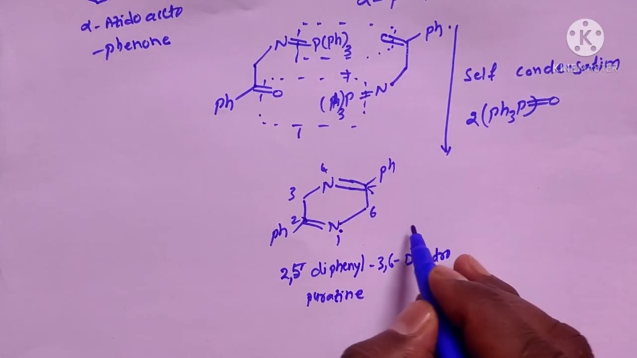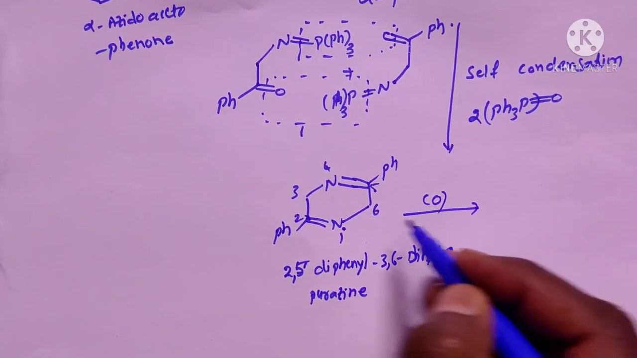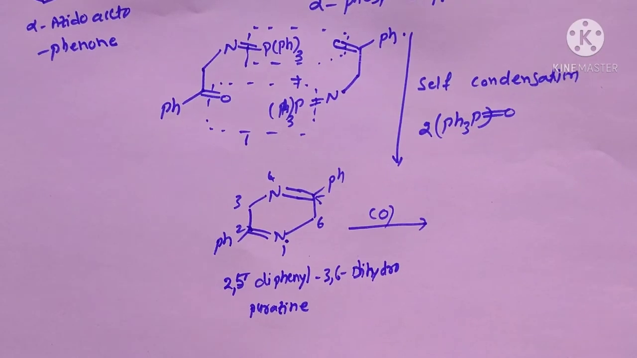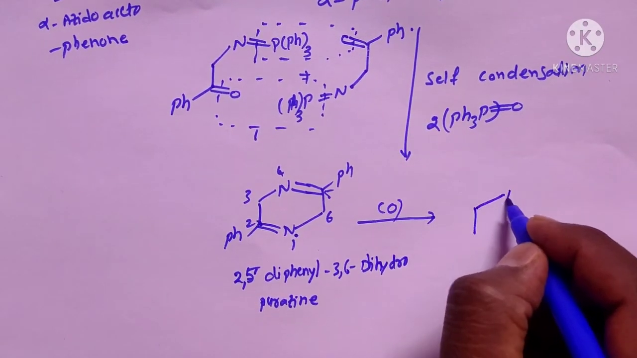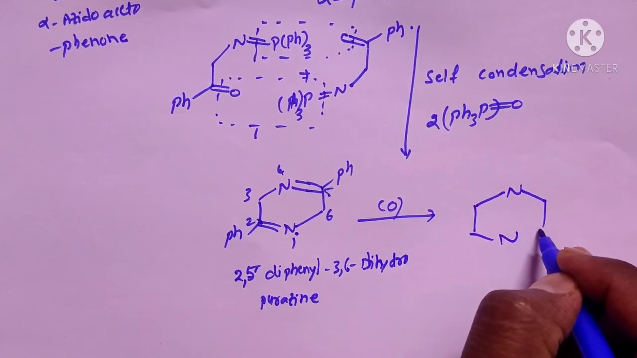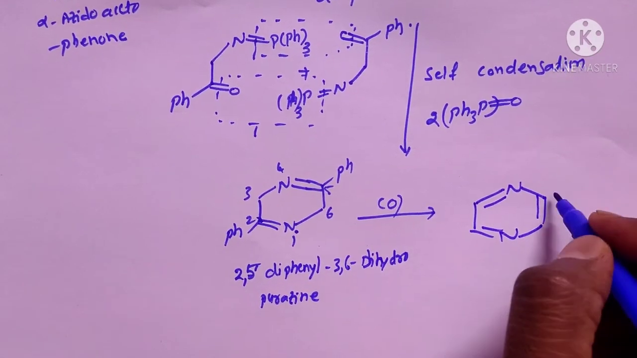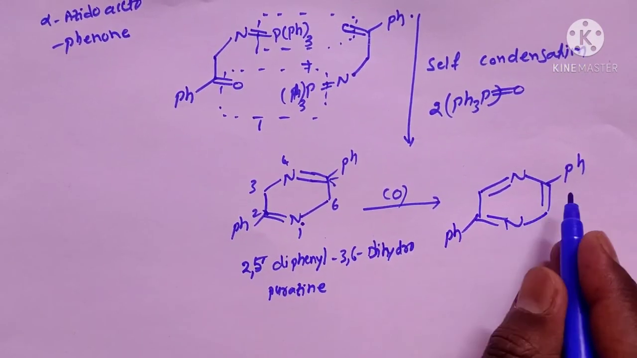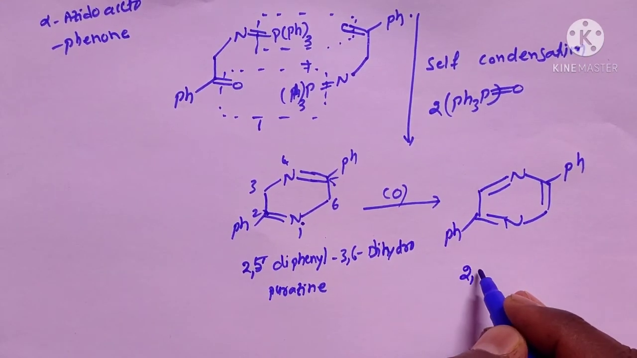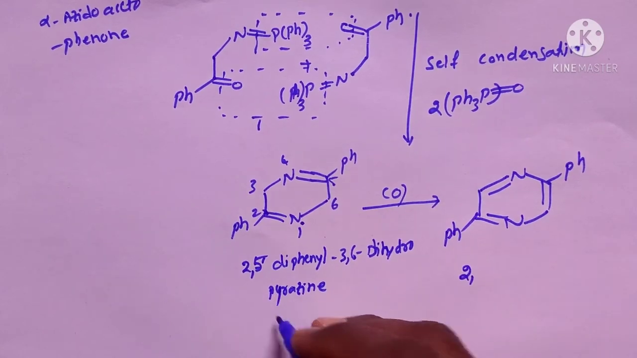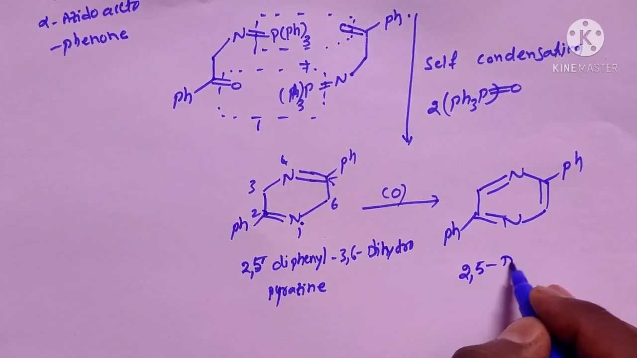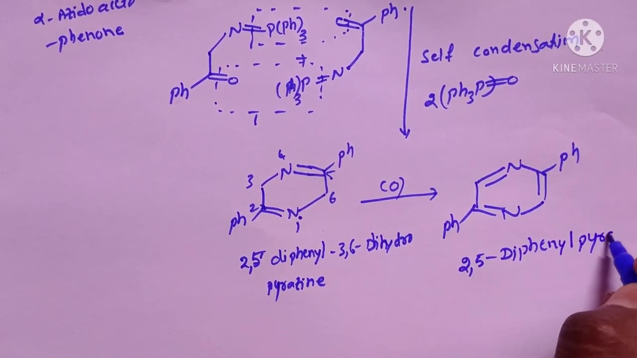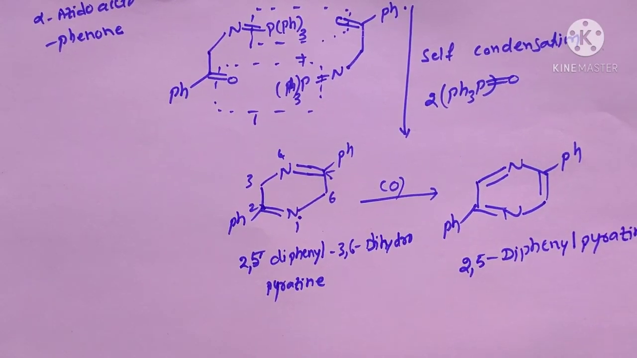this one, no? So on oxidizing this one, hydrogens will be removed and we get the pyrazine derivative, okay? So this is 2,5-diphenyl pyrazine. Okay.